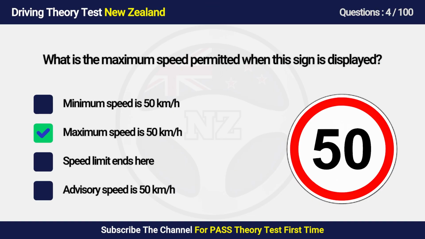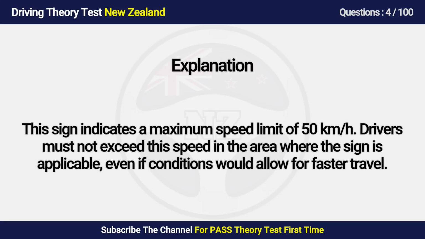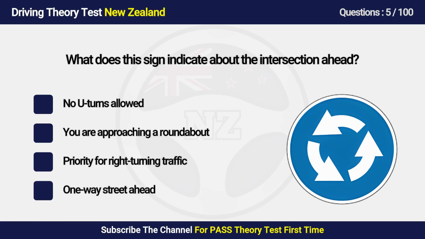Answer is B. Maximum speed is 50. This sign indicates a maximum speed limit of 50. Drivers must not exceed this speed in the area where the sign is applicable, even if conditions would allow for faster travel. Question 5. What does this sign indicate about the intersection ahead?